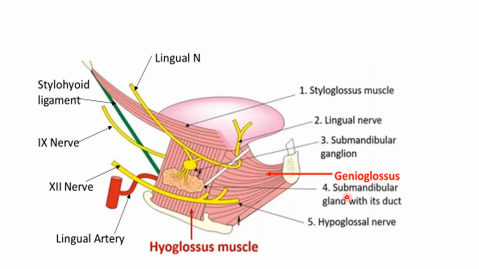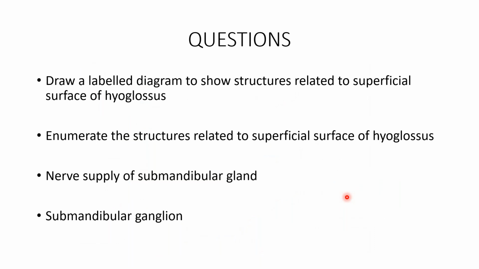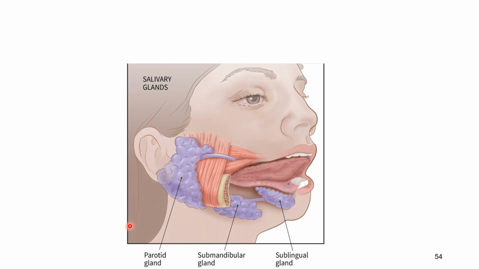These are the questions that by the end of the lecture you should be able to answer. Draw a labelled diagram to show the structures related to the superficial surface of the hyoglossus. Enumerate the structures related to the superficial surface of hyoglossus. Describe the nerve supply of the submandibular gland, all three: parasympathetic, sympathetic, and sensory, and give details about the submandibular ganglion. Thank you.